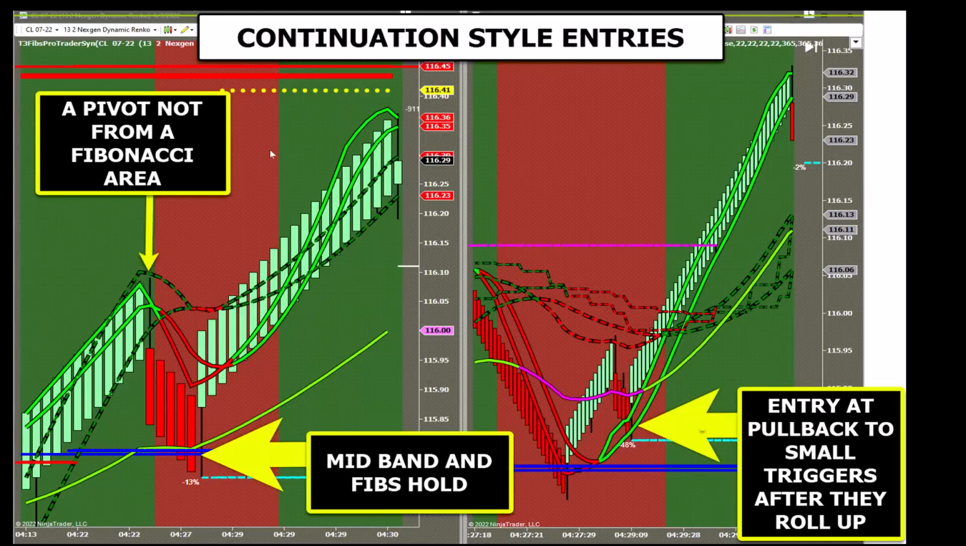And let me give you a simplified version. This chart on the left is our 13-2 chart, our larger chart. Again, this is not the same picture that we saw in the prior example when we're defining a weak top. This is one that we had in class, but it's the same concept, a pivot not from a Fibonacci area. That's our weak top. And with that weak top, we start to anticipate that maybe the midbands and fibs are going to hold. So we want to get paid, right?